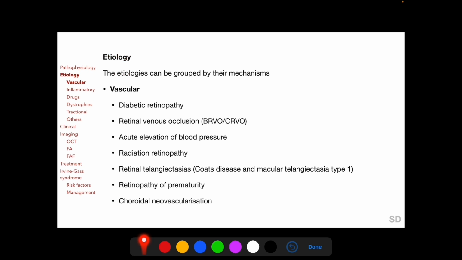The various etiologies which may lead to CME can be grouped into several categories. Vascular etiologies cause incompetence of the retinal blood vessels, which leads to fluid accumulation within the retina, and include entities such as diabetic retinopathy, retinal venous occlusions, acute elevation of blood pressure, radiation retinopathy, retinal telangiectasias such as Coats disease and macular telangiectasia type 1, retinopathy of prematurity, and choroidal neovascularization.